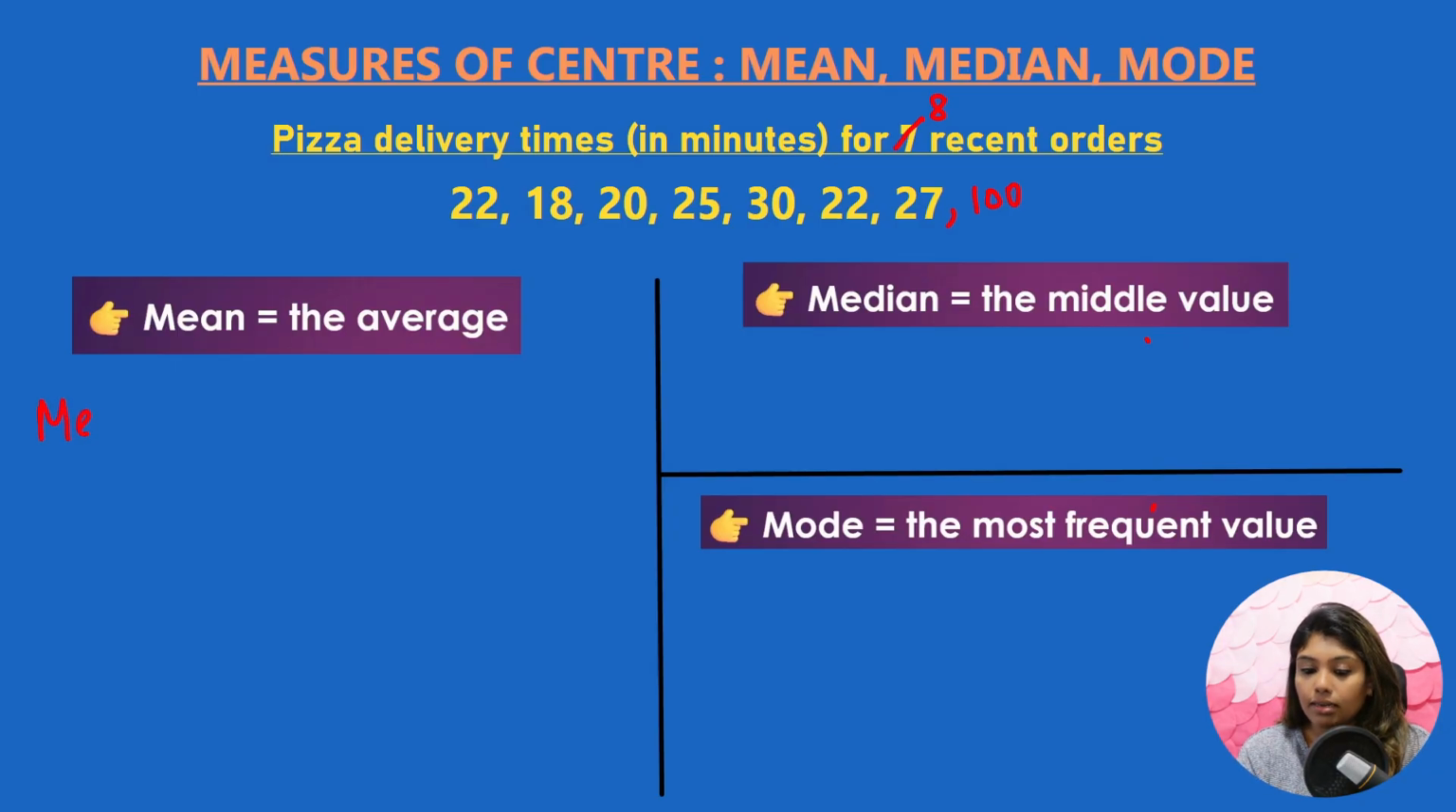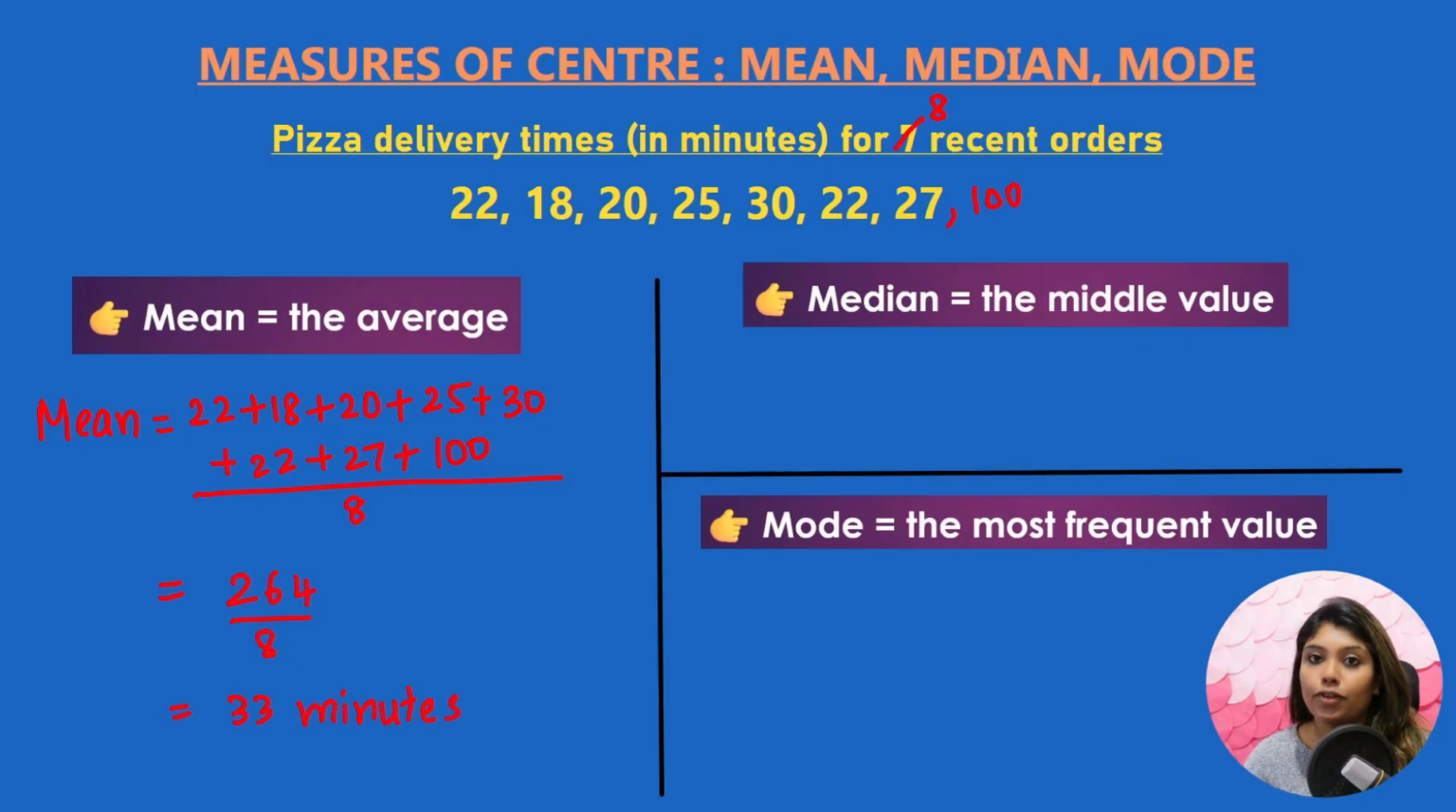As usual, mean is the sum of the data set. So we have 22 plus 18 plus 20 plus 25 plus 30 plus 22 plus 27 plus 100. And now we have a total of 8 values, so it is divided by 8. The sum total here would be 264. When you divide by 8, you get a value of 33 minutes. So this is the mean of the data.